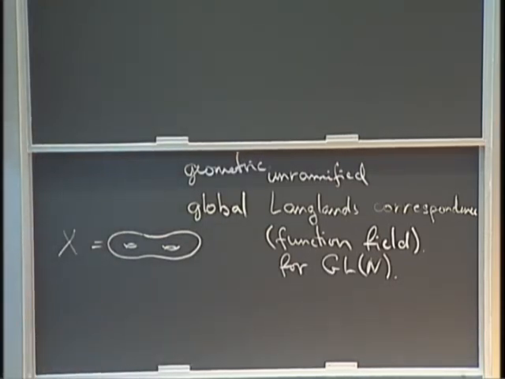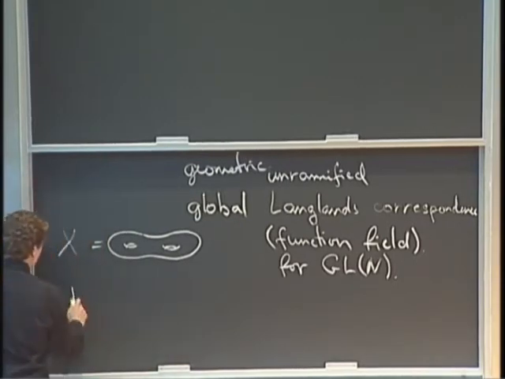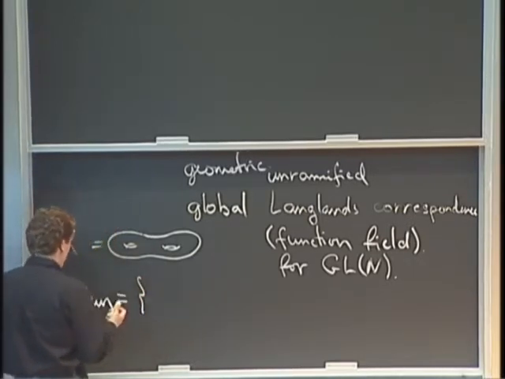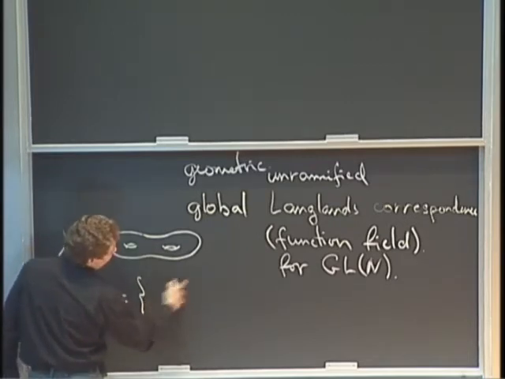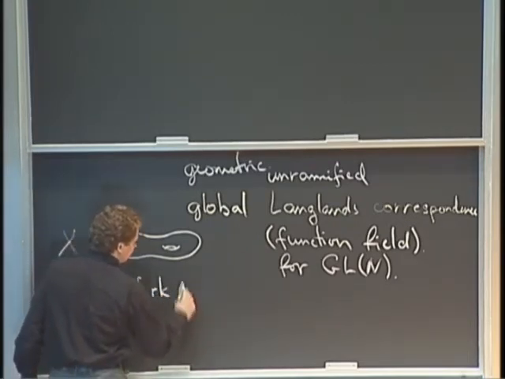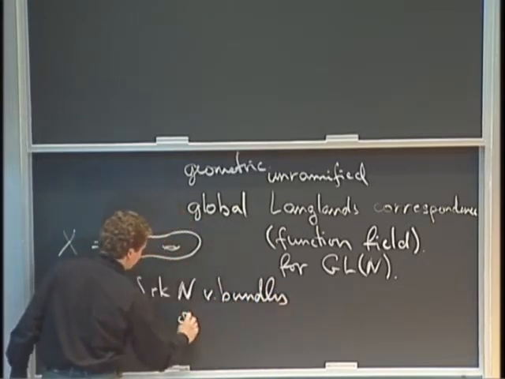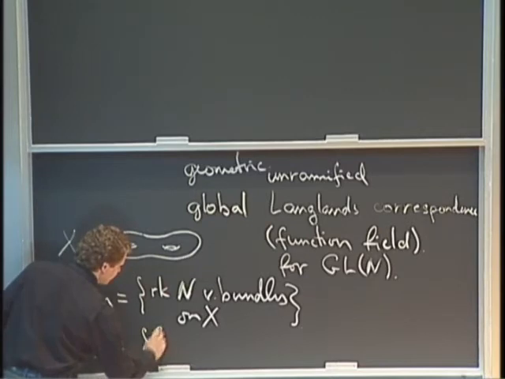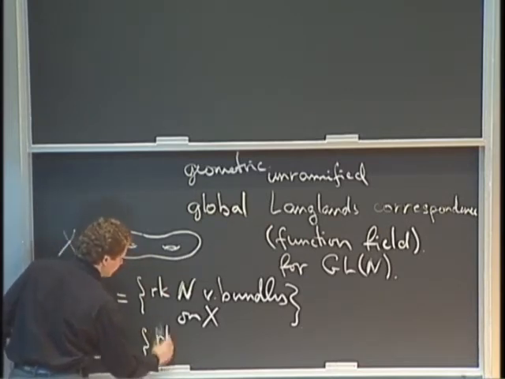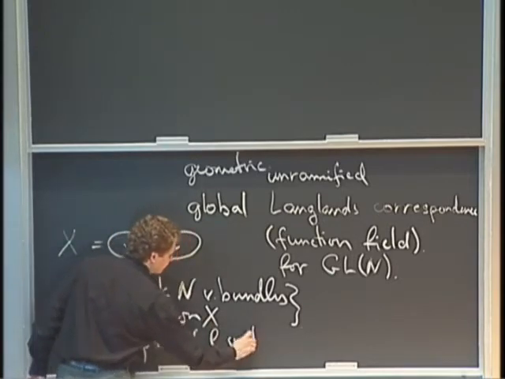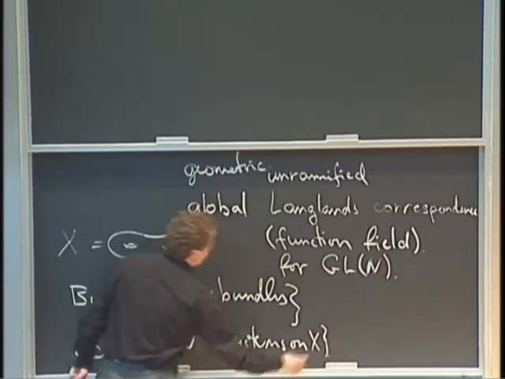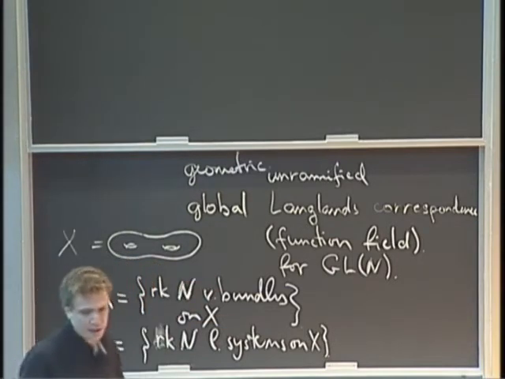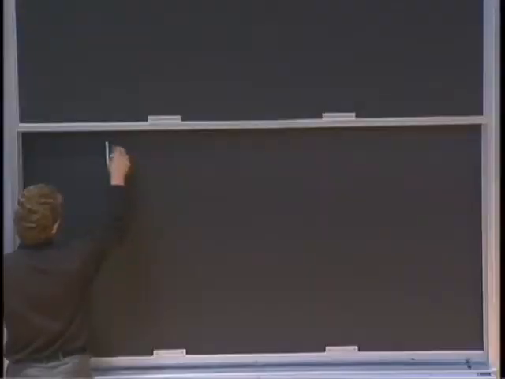Anyway, so this is just to define the area we're working with, and the two main players are the moduli of rank n bundles on X, and the moduli of local systems, also rank n. And as pointed out last time, by local systems, I understand bundles with flat connections.